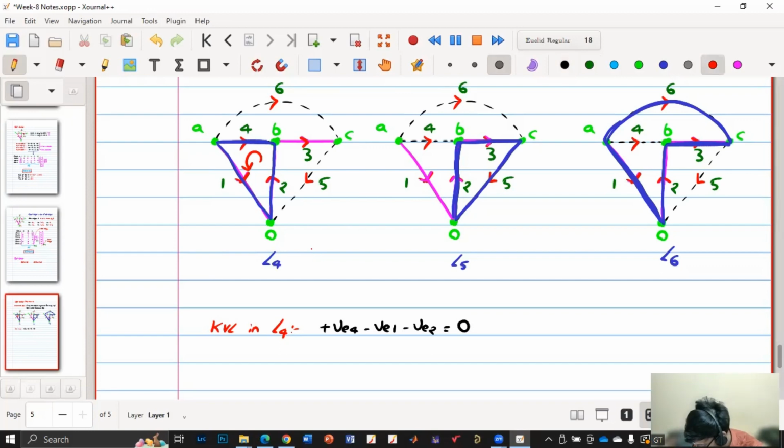Now apply KVL in L5. And what is the condition? Sir, V4 is positive, but we are taking the anti-clockwise direction. Sir, in the direction of current, we should take the positive voltages. No, we are going from VB to VA, right?